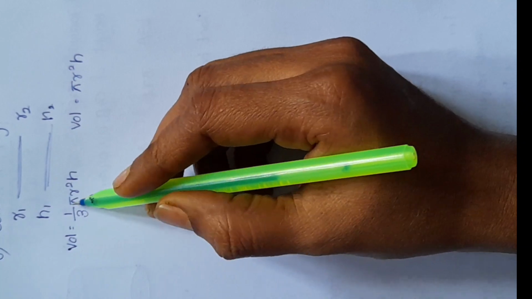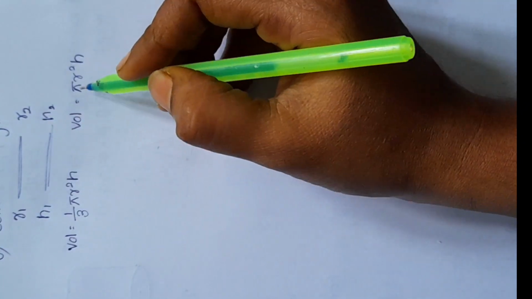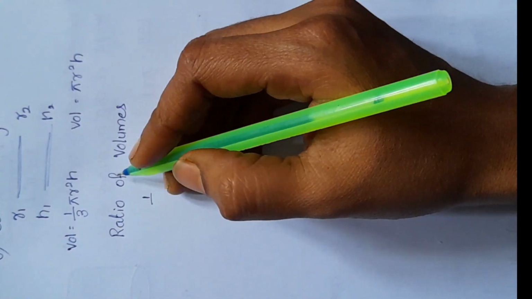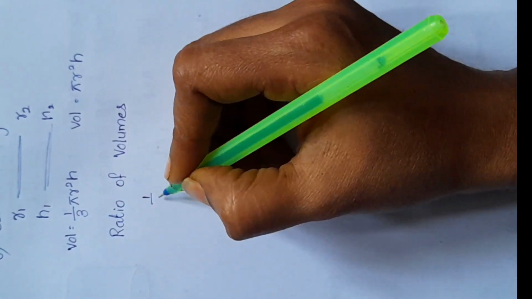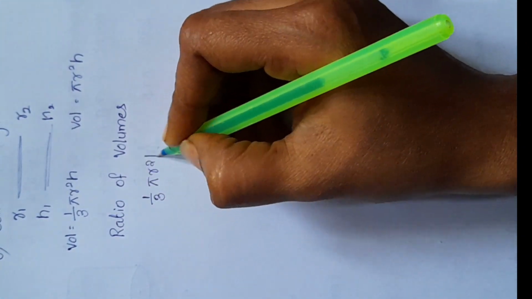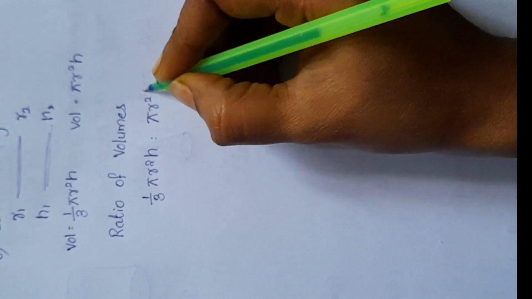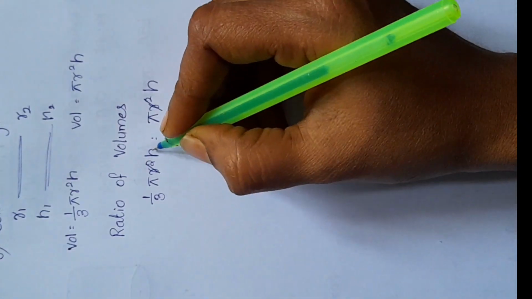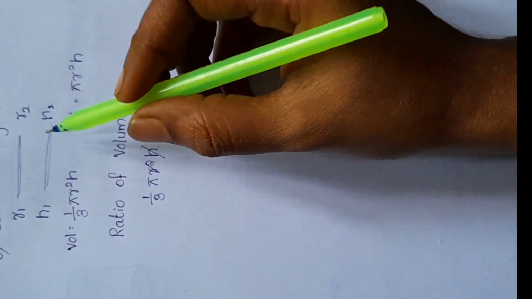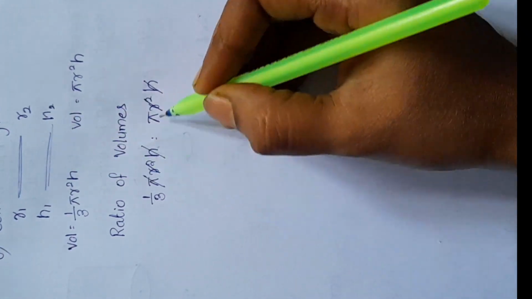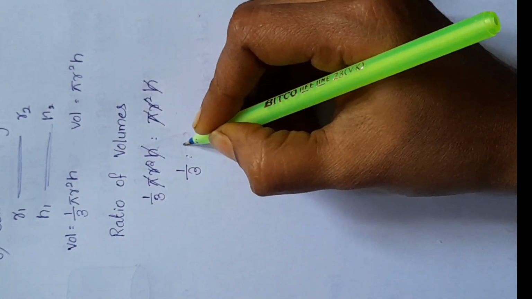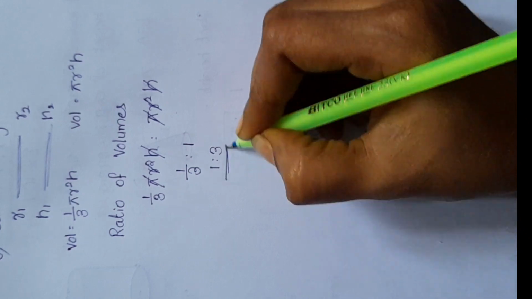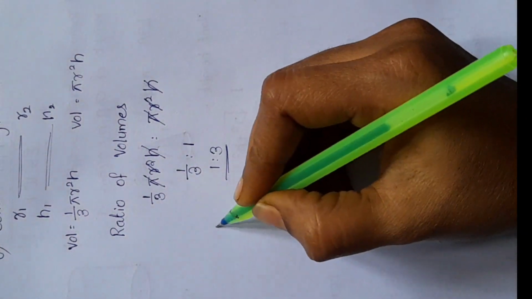Volume of the cone is 1 by 3 pi r square h and also volume of the cylinder is pi r square h. Now the ratio of the volumes is 1 by 3 pi r square h is to pi r square h. Here r square and r square get cancelled, h and h get cancelled, because in both the cases these two are equal. Pi and pi also get cancelled. 1 by 3 is to 1, that is 1 is to 3 is the ratio of volumes of cone to cylinder.